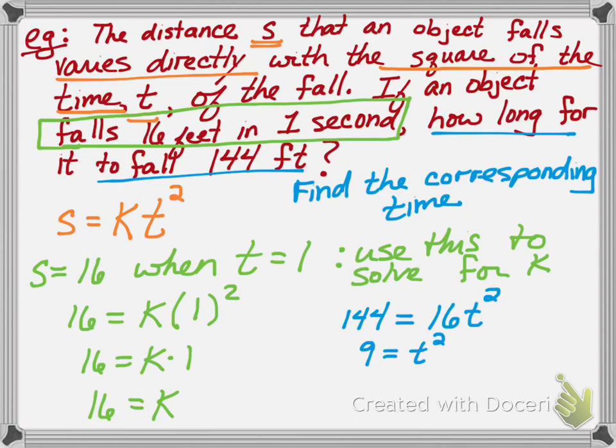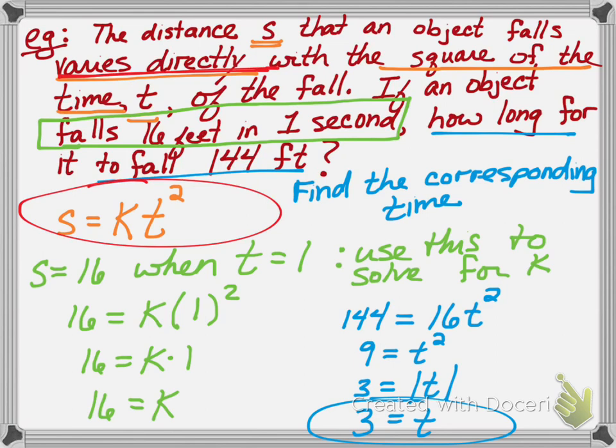Dividing both sides by 16, we get 9 equals t squared. Taking the square root of both sides, the absolute value of t equals 3, but time is positive in this situation, so time equals 3 seconds. So for this problem, we see that we had to use the definition for something that varies directly. And we'll do one more example.